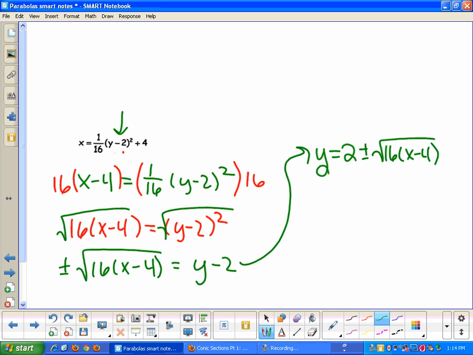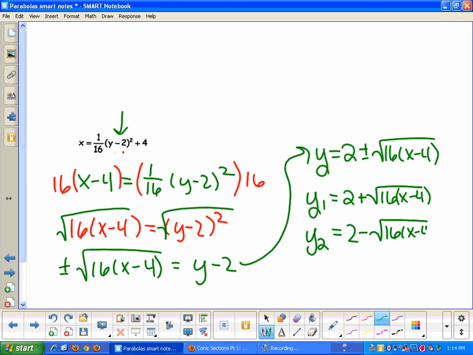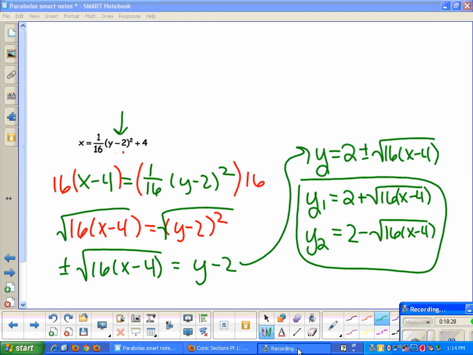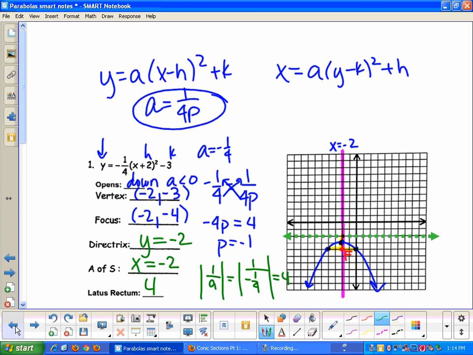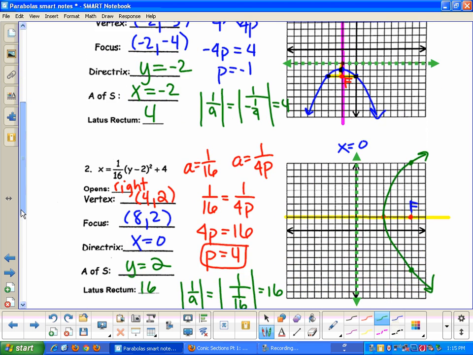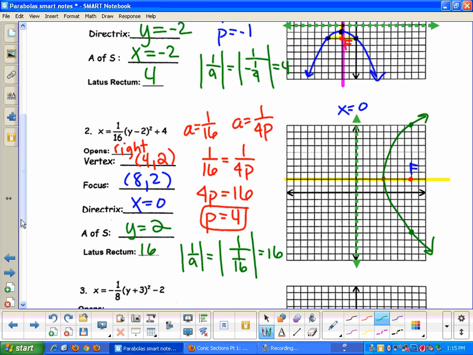So in your calculator, you're going to have to plug this into y1 as 2 plus root 16 times x minus 4, and also y2 as 2 minus root 16 times x minus 4, because remember, we don't have plus or minus in our calculator. When you plug these in, you can check to see what it looks like, and you get a parabola that looks like ours. But of course, remember, we also have to know how to find the directrix and the focus, so we still have to do all this other work.